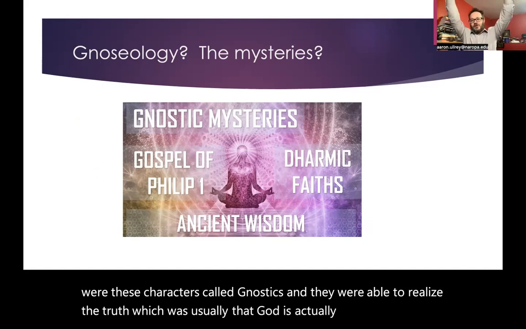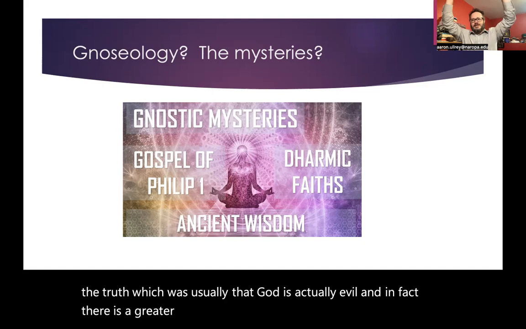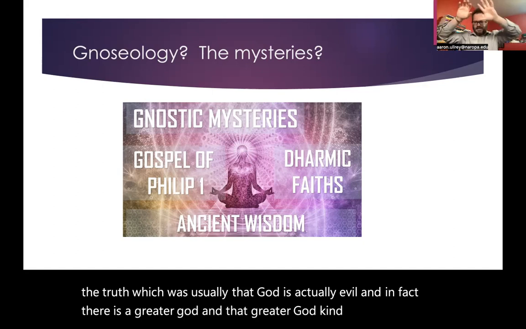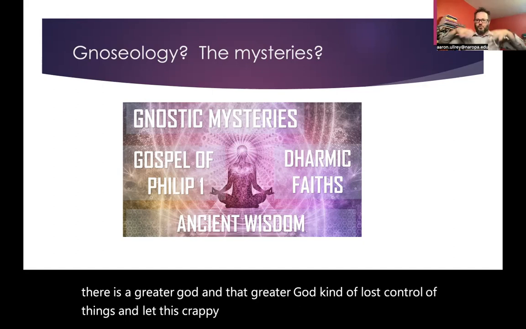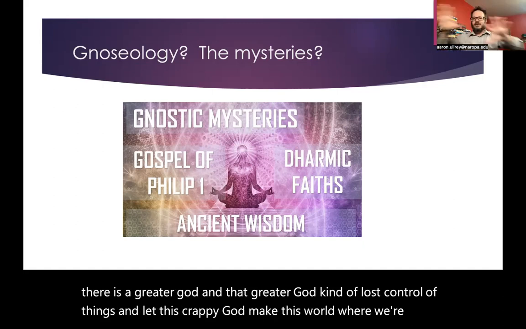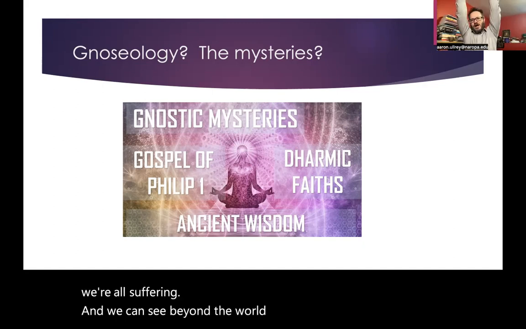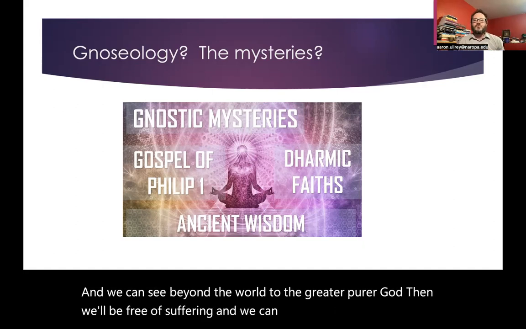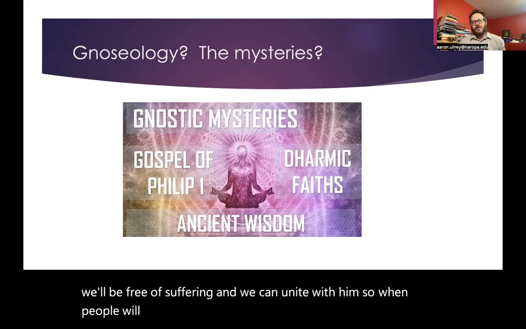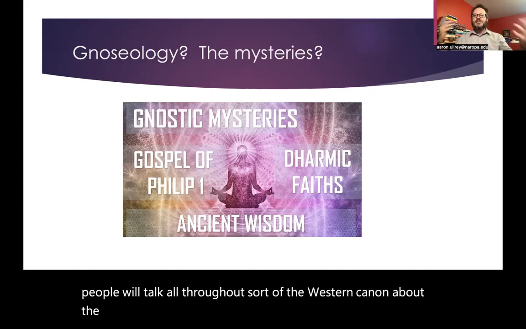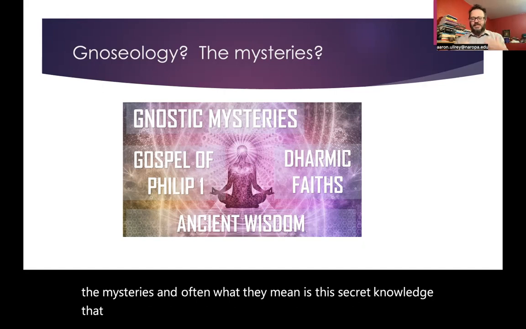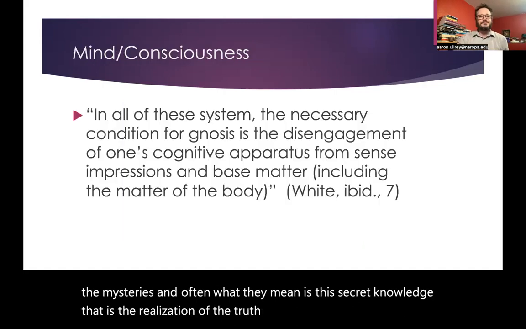And in fact, there's a greater God, and that greater God kind of lost control of things and let this crappy God make this world where we're all suffering. And if we can see beyond the world to the greater, purer God, then we will be free of suffering and we can unite with him. So when people talk all throughout the Western canon about the mysteries, often what they mean is this secret knowledge that is the realization of the truth of who you are.